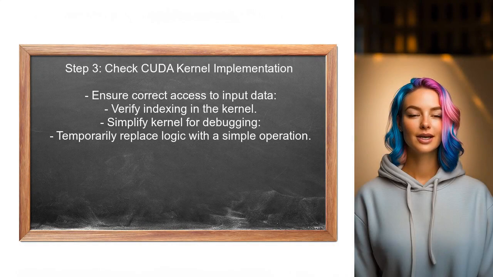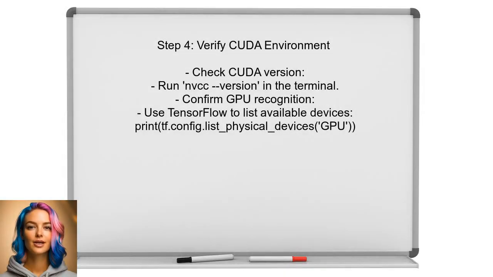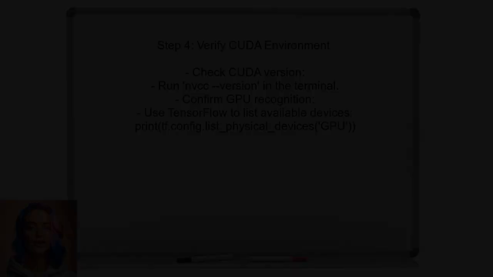After confirming the input values, the user should check the CUDA kernel implementation. Ensure that the kernel is correctly accessing the input data and writing to the output data. The user can also try simplifying the kernel to isolate the issue. Finally, the user should ensure that the CUDA environment is set up correctly. This includes checking the CUDA version and ensuring that the GPU is properly recognized by TensorFlow. The user can run a simple TensorFlow GPU test to confirm this.